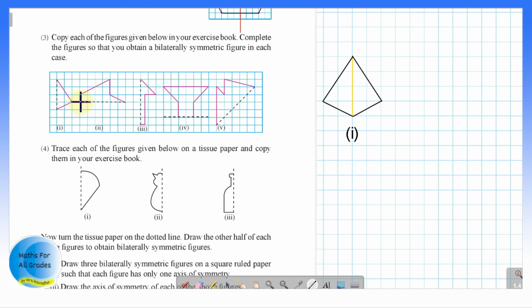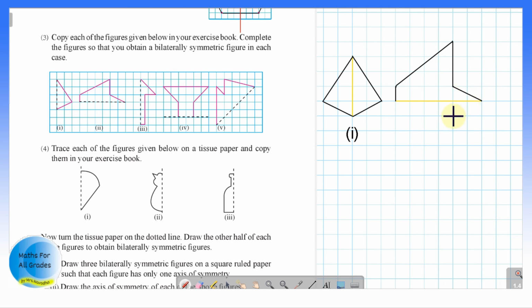Next one, let's start with the dotted line. 1, 2, 3, 4, 5, 6. So the size is 6 squares. Next, mark the vertices. 1 square up. So it's here. This vertex is 1, 2, 3, 4, 4 squares up and 2 squares to the left side. It's here. This one is 1 square up. It's here. And the next one is here. Now let's connect these points.